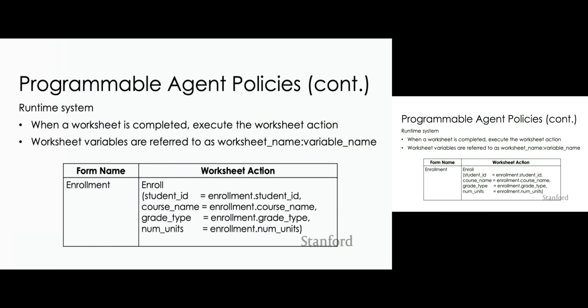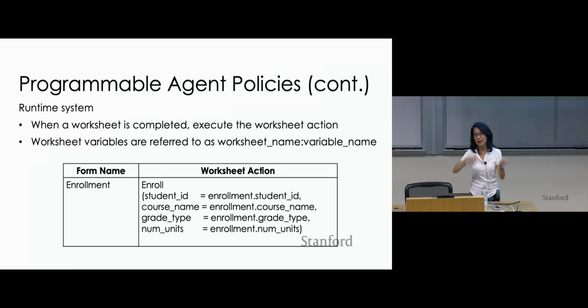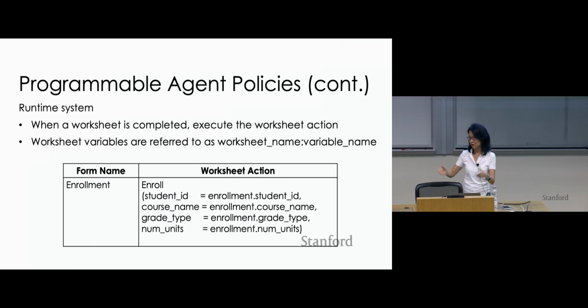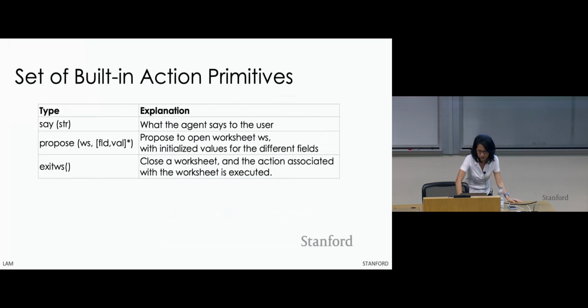And finally, when the whole enrollment form, like the ID, name, grade type, num units, is filled, then you actually make a call to the API enroll with all these parameters. So you get to spell it out. When the worksheet is done, what action do you want to take? Okay, so that's an API call or Python code that you can supply. So that's roughly the idea behind the worksheet.